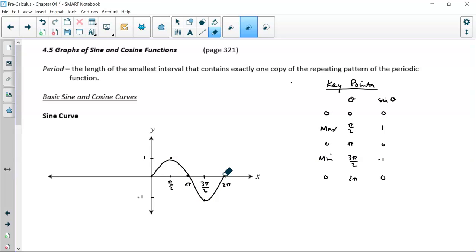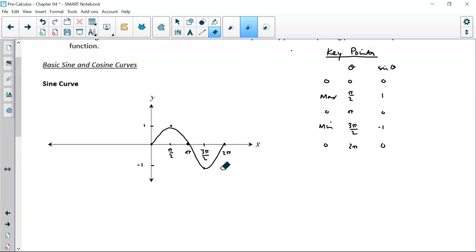That's one period. Now, we can also go backwards. Negative pi over 2. Negative pi. Negative 3 pi over 2. And negative 2 pi. Now, remember, negative pi over 2 is the same as 3 pi over 2. Pi is the same as negative pi. Pi over 2 is the same as negative 3 pi over 2, and 0 is the same as negative 2 pi. So the outputs would be the same.